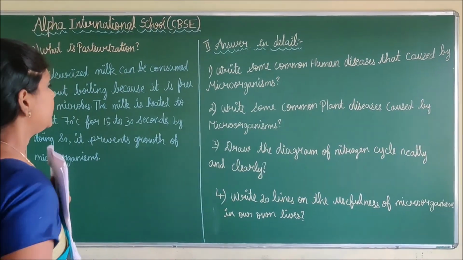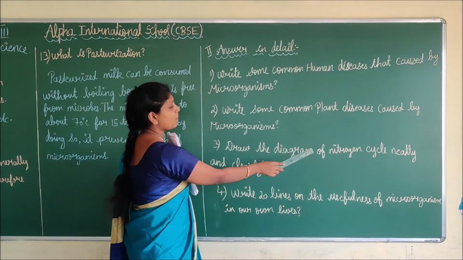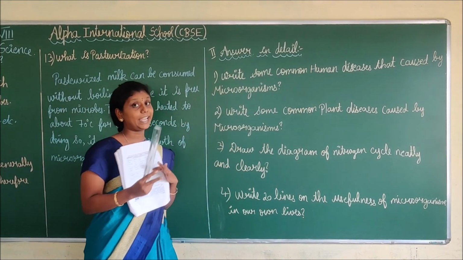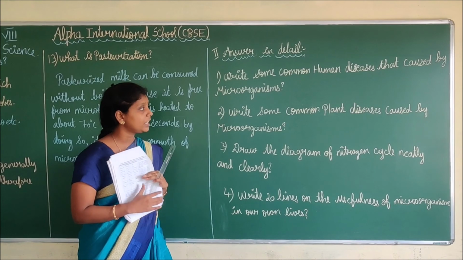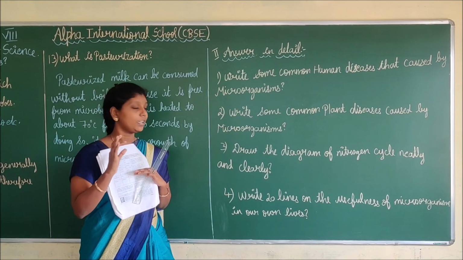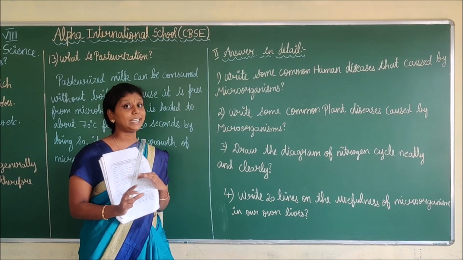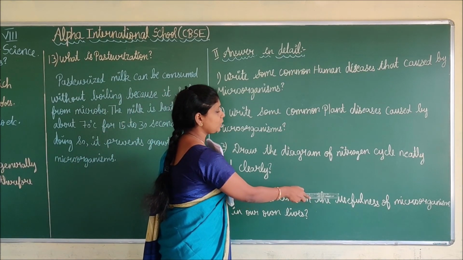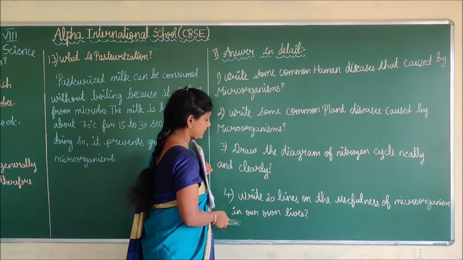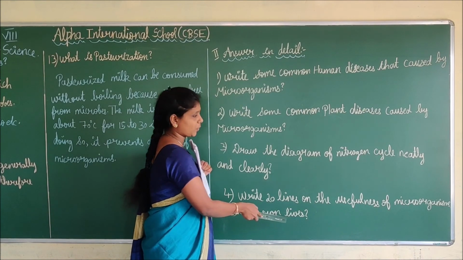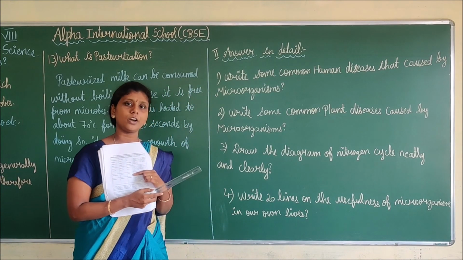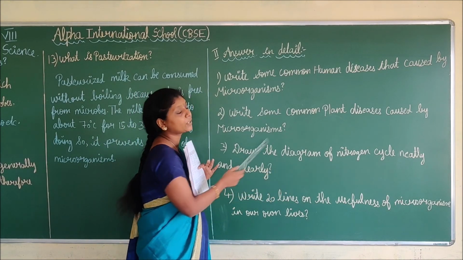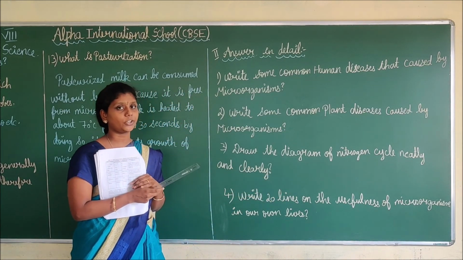Next, draw the diagram of the nitrogen cycle neatly and clearly. You should draw it neatly and in clear form. Next, write 20 lines on the usefulness of microorganisms in our lives. This question you should write on your own. You should write 20 lines on the usefulness of microorganisms.